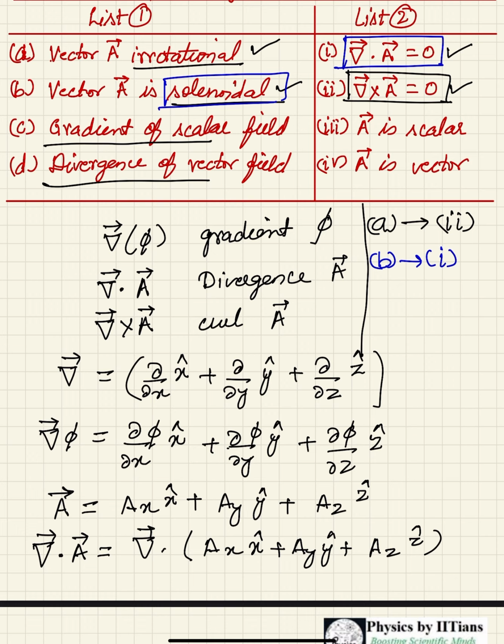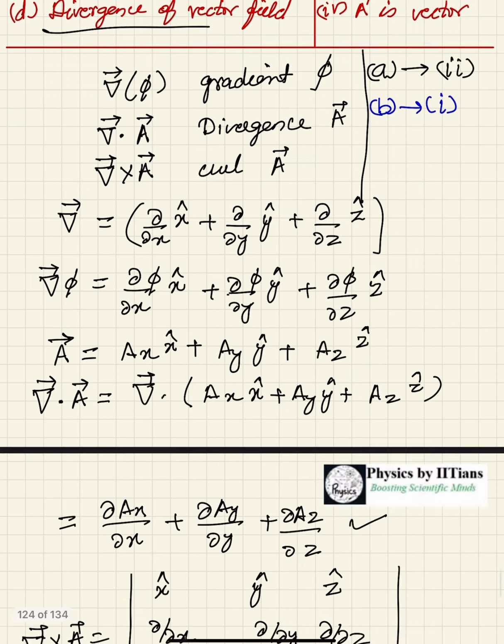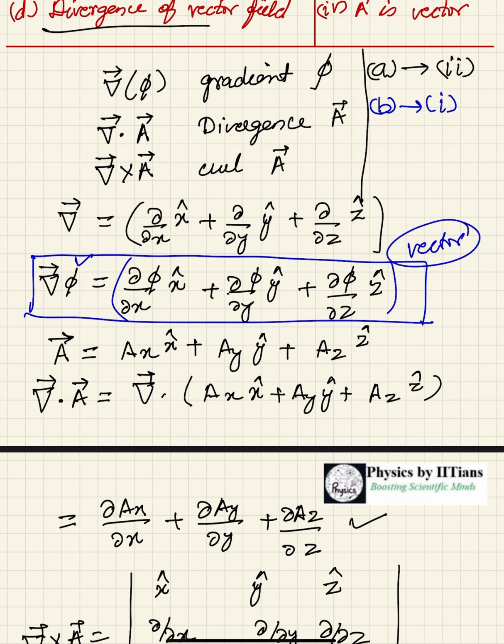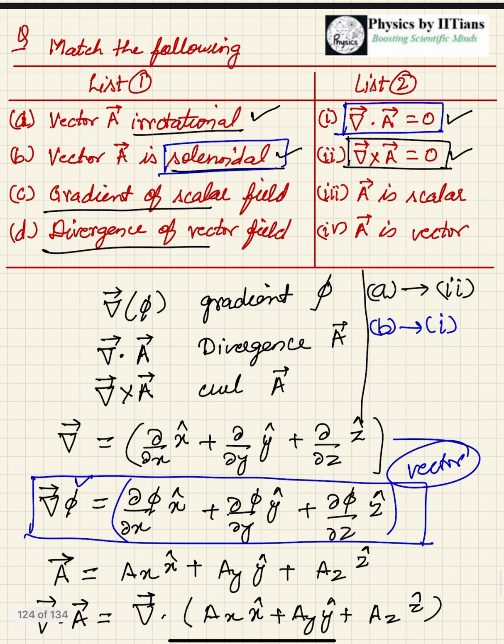See option C. If you look, it asks for the gradient of the scalar field. I just told you how to calculate the gradient. This is the gradient of the field phi, and you can see phi is a scalar quantity, but if you are taking the gradient of this, then what are you getting? You are getting a vector quantity. So that means the gradient of any field is always a vector quantity. So we can say C will match to 4.